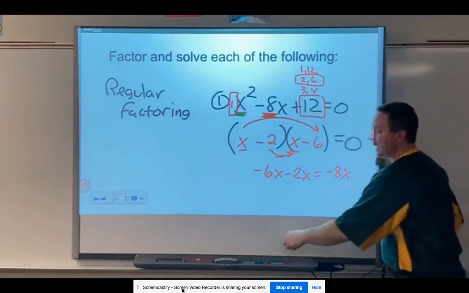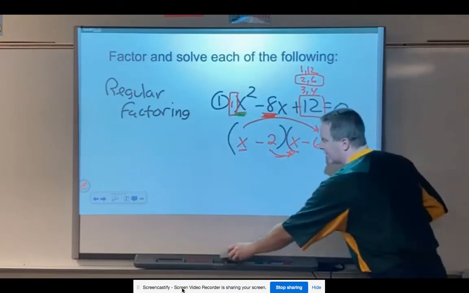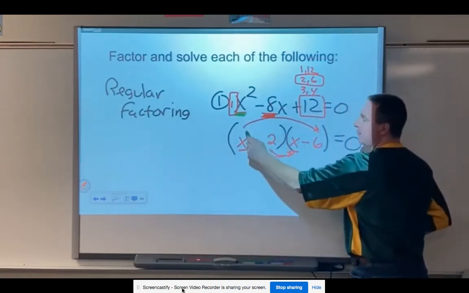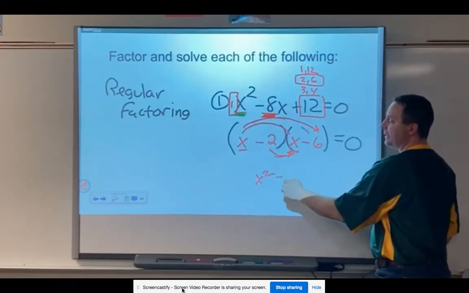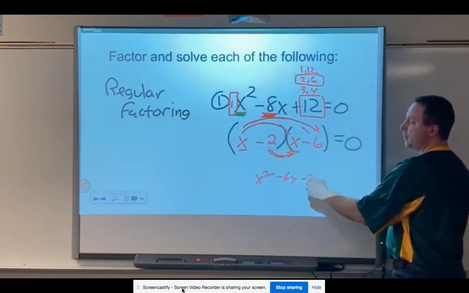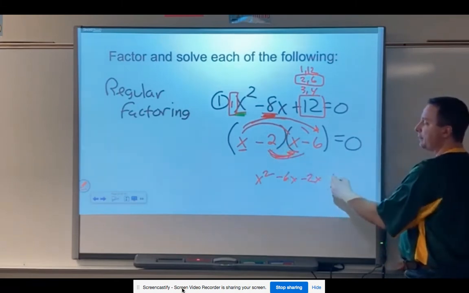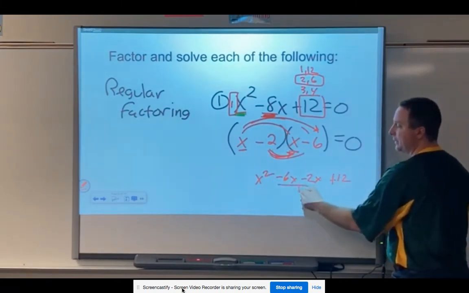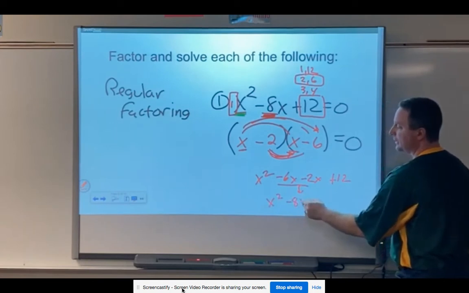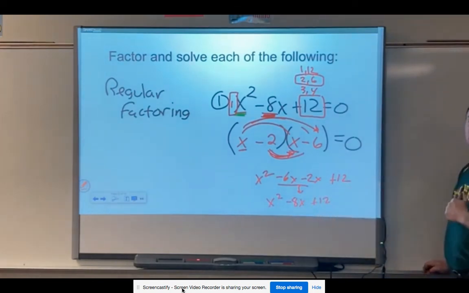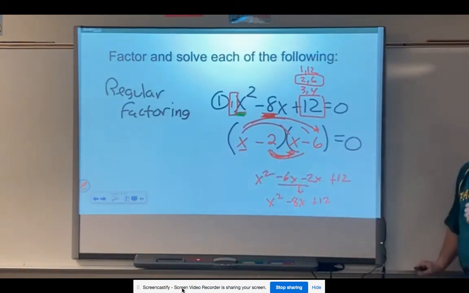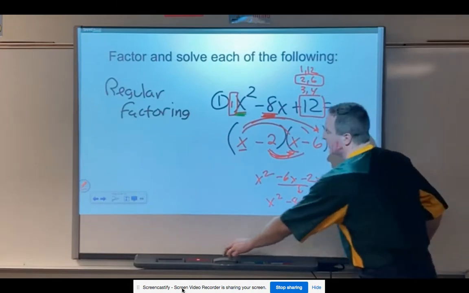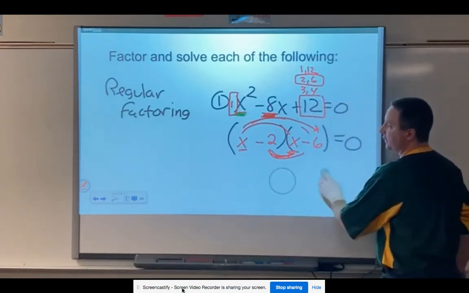Okay. And one thing I can always do to check my answer is that if I foil it all back together, I should get back what I started. Watch, if I foil, I get x squared minus 6x minus 2x and then plus 12. And if I combine these middle terms, x squared minus 8x plus 12. I got it. Okay, so this factors into, or breaks apart into, x minus 2 and x minus 6. Okay, so there's the first one.